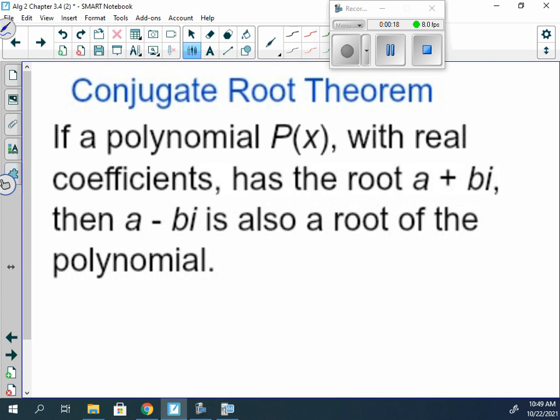Now, the conjugate root theorem with real polynomial coefficients: a plus bi's conjugate is a minus bi. The conjugate root theorem is just saying if a plus bi is a root or a solution, then a minus bi will be also. So a plus bi's conjugate is a minus bi. We're really just changing the sign in front of the imaginary part of the complex number.